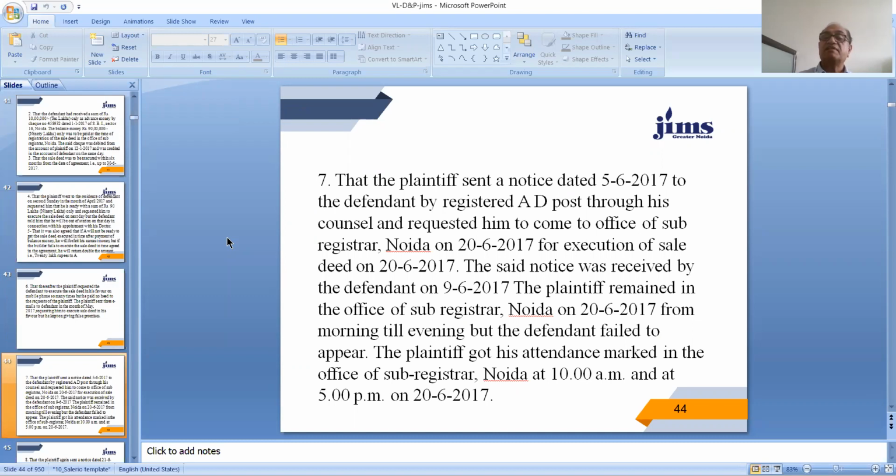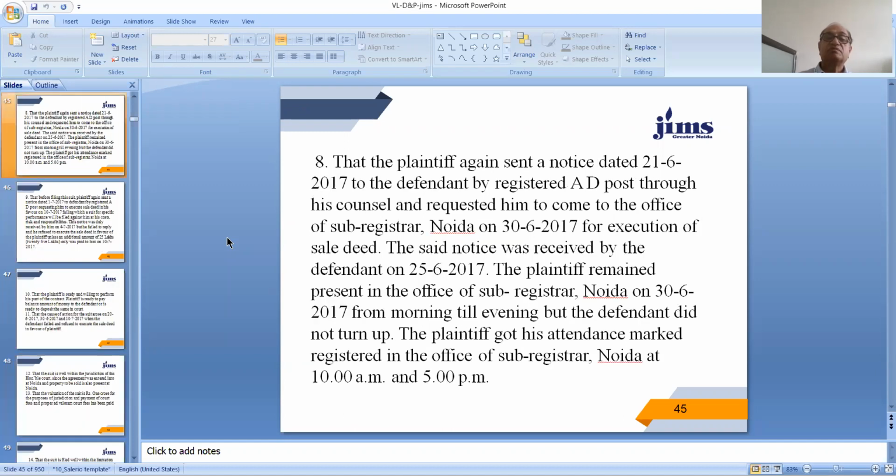So I'm sending a notice dated 5th June 2017 to the defendant by registered AD post through his counsel and requested him to come to the office of Sub-Registrar Noida on 20th June for execution of sale deed. The said notice was received by the defendant on 9th June. The plaintiff remained in the office of Sub-Registrar Noida on 20th June 2017 from morning till evening, but the defendant failed to appear. The plaintiff got his attendance marked in the office of Sub-Registrar Noida at 10 a.m. and at 5 p.m. on 20th June. See, the builder is avoiding the sale deed.